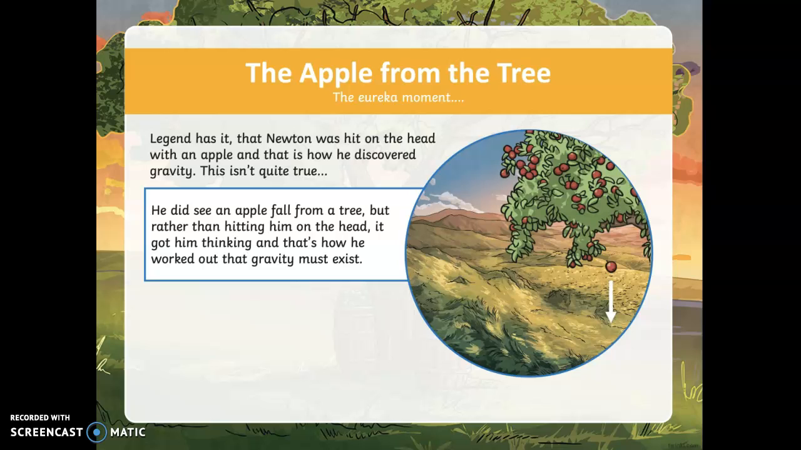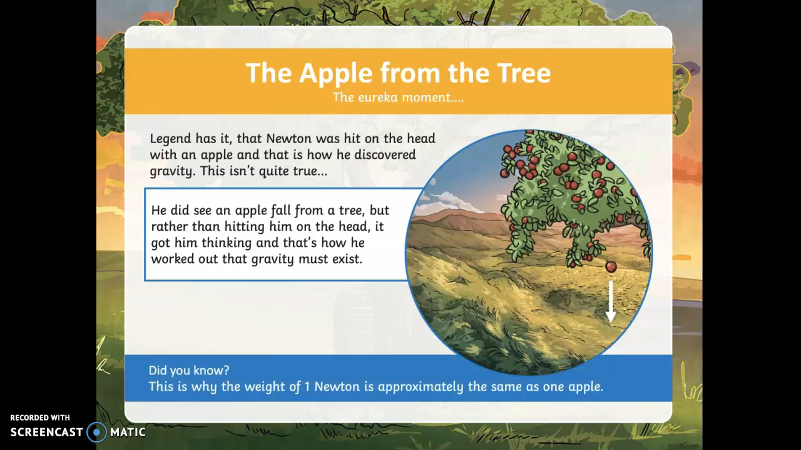Now, instead, he did see an apple fall from a tree, but rather than hitting him on the head, it just got him thinking, and that's how he worked out that gravity must exist. Now, another interesting fact about gravity and newtons is the weight of 1 Newton is approximately the same as 1 apple. Now be careful, because an apple is going to fall across your screen very shortly.